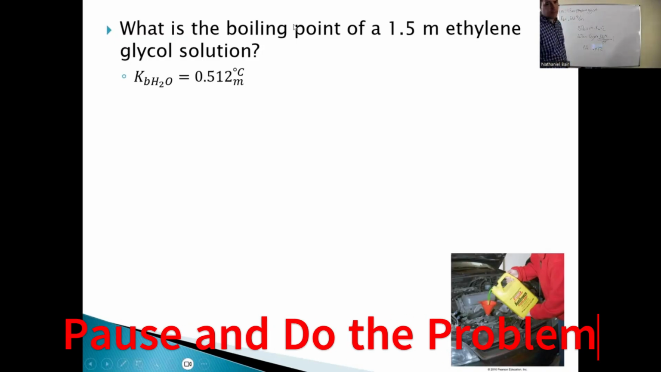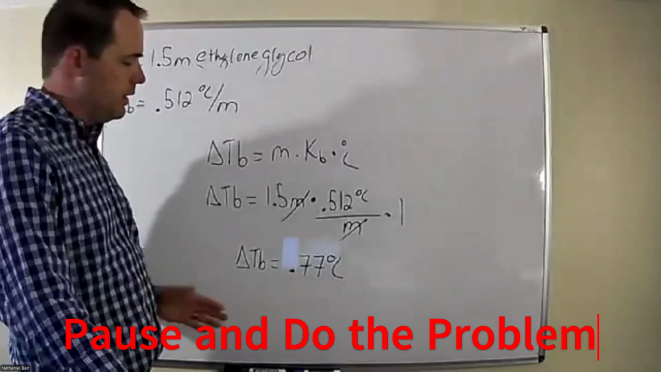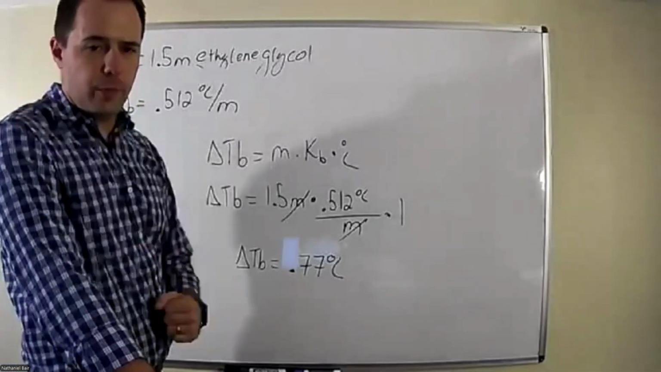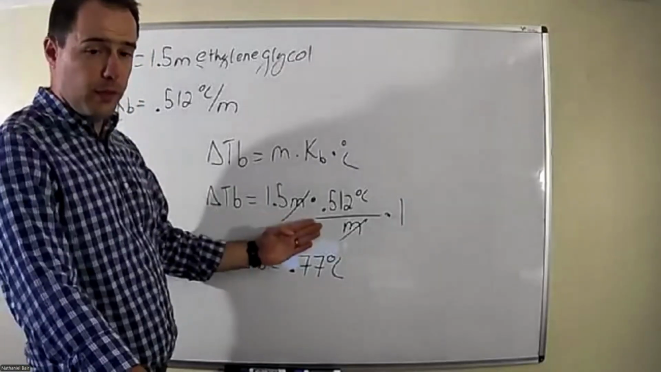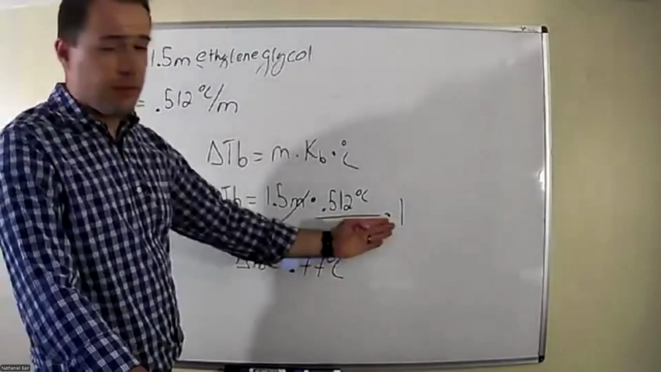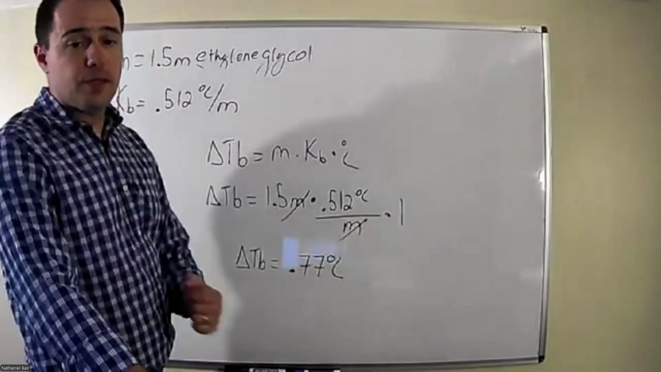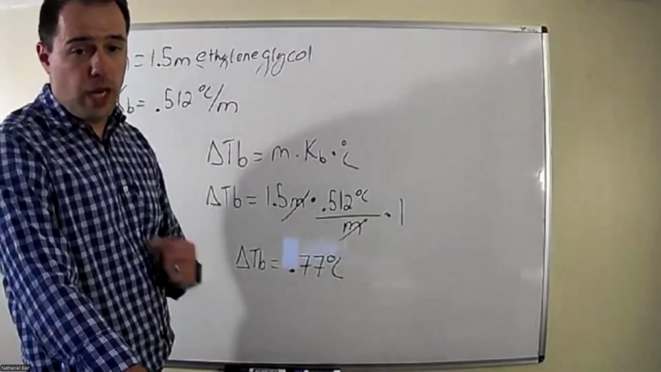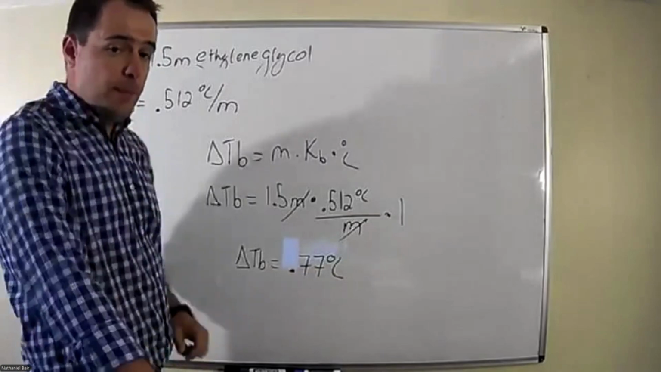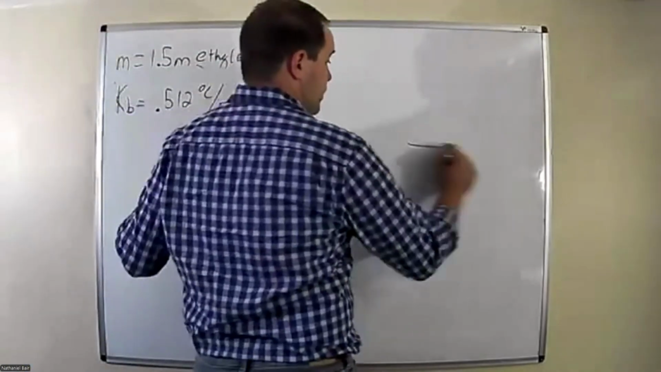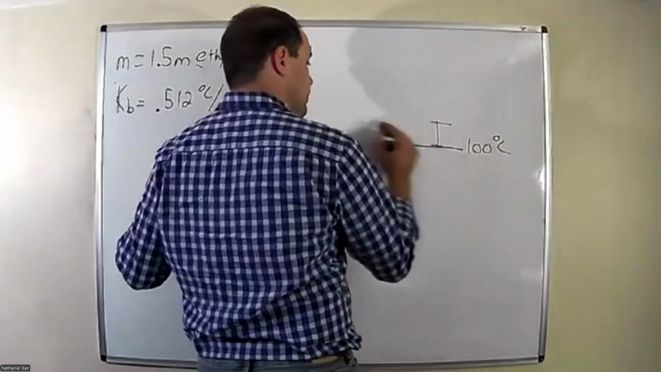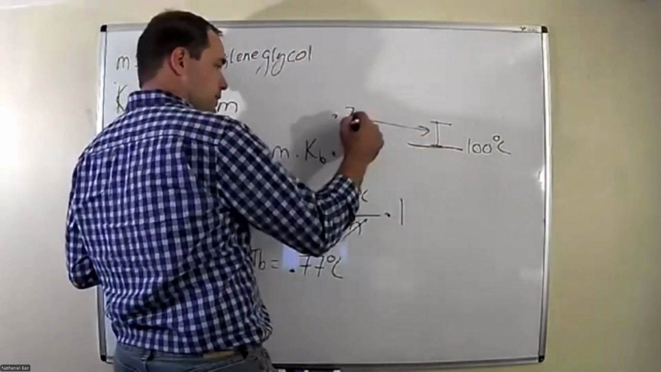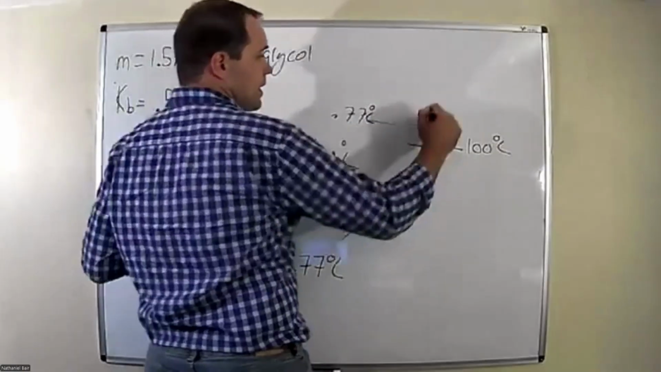So you should get 0.77 degrees Celsius as your change in temperature of boiling. So 1.5 molal times the boiling point elevation constant, 0.512, times the van 't Hoff correction factor of 1. That's a 0.77 degrees Celsius change for boiling. What does that mean? Water normally boils at 100. The new boiling point is going to be 0.77 degrees Celsius higher.